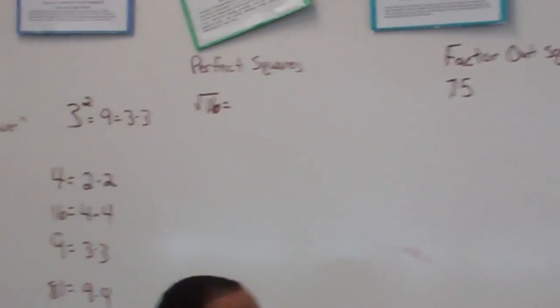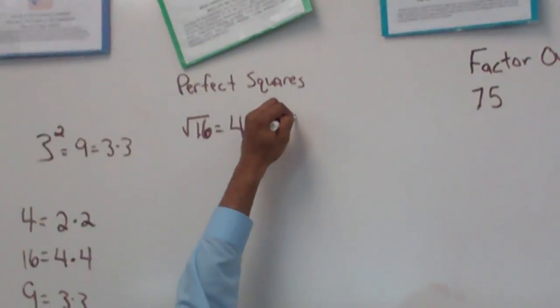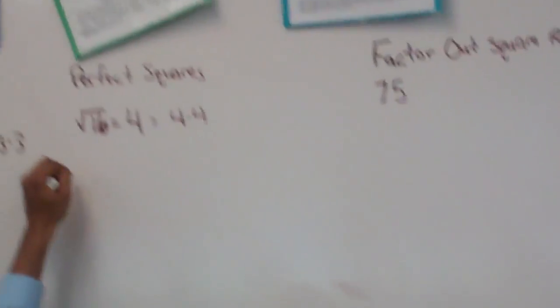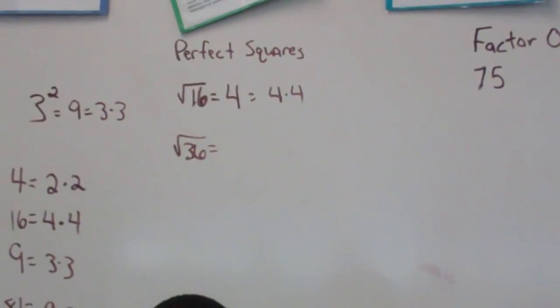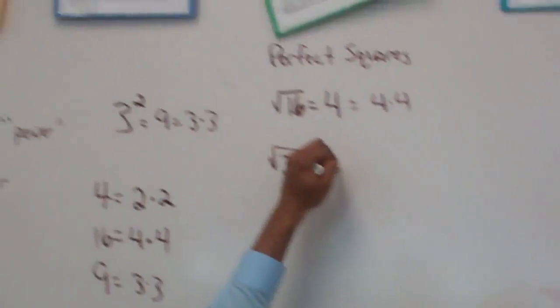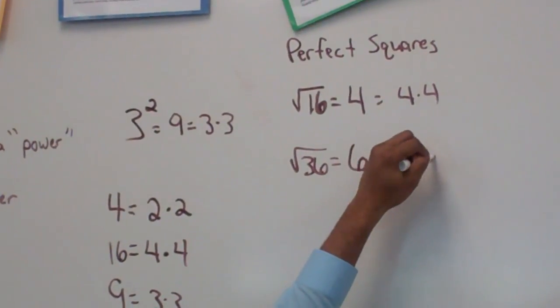4. Why would it be 4? Because 4 times 4 would give me 16. So if I had this one, what could it be? 6. Why would it be 6?